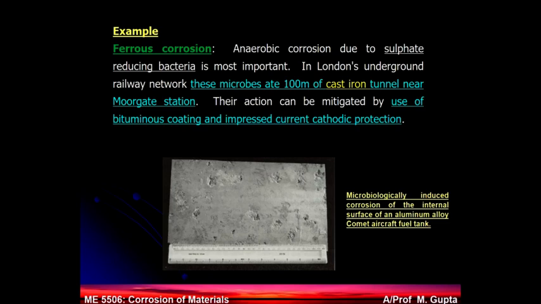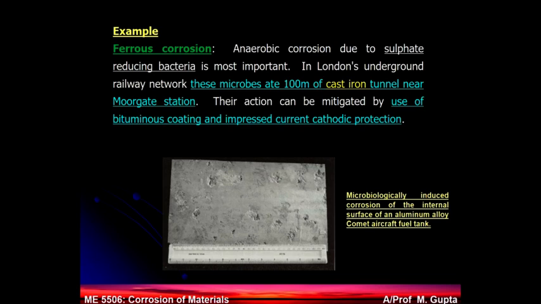This was first seen in London, or highlighted. I'm sure people might have seen it in many places, but this was highlighted and glamorized to the international media when the sulfate-reducing bacteria ate away almost 100 meters of cast iron tunnel near Moorgate station in London. That's tons of material gone. The tunnel was totally destroyed.